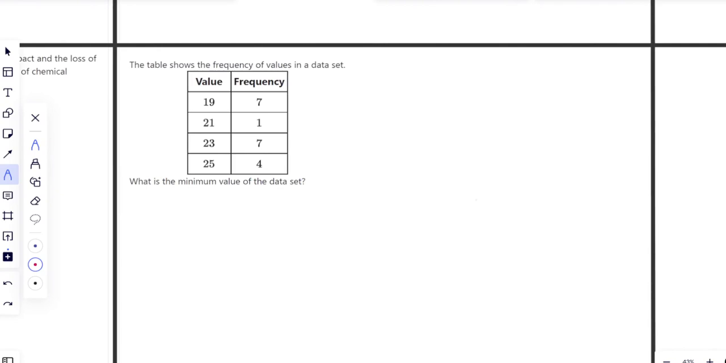And it looks like this is the last question I've got for you guys. The table shows the frequency of values in a dataset. What is the minimum value of the dataset? I hope you said immediately 19. This is the list of values. The list of frequencies has nothing to do with the values except for how often they occur. But the actual physical value is still 19. The lowest value, the minimum value, is 19. So that is a solution to this one.